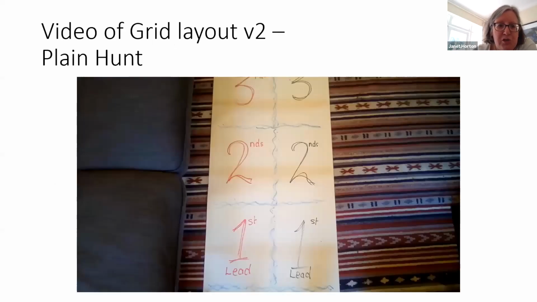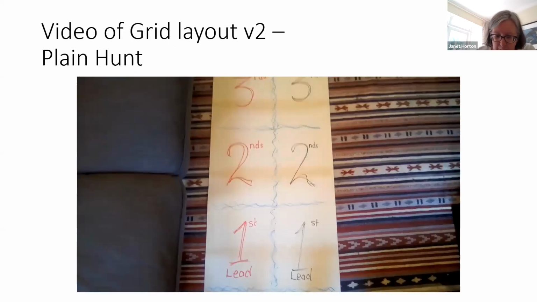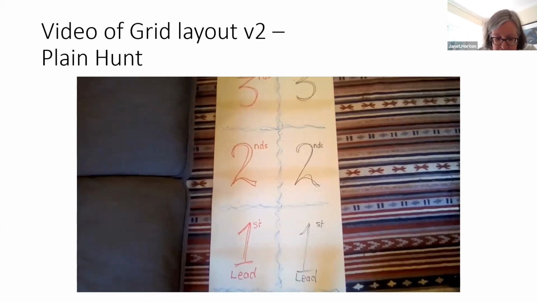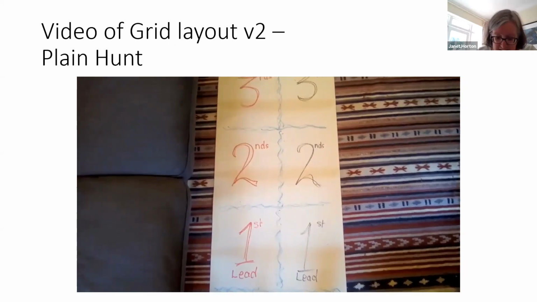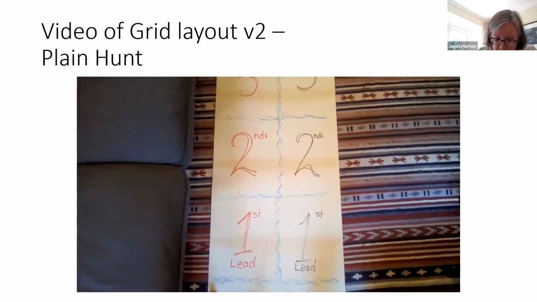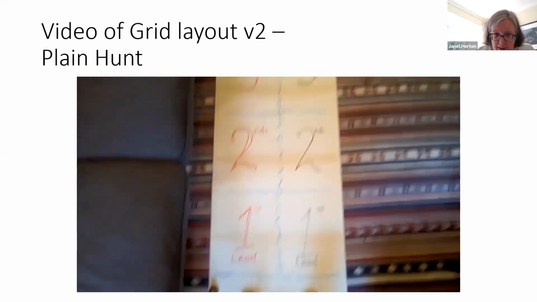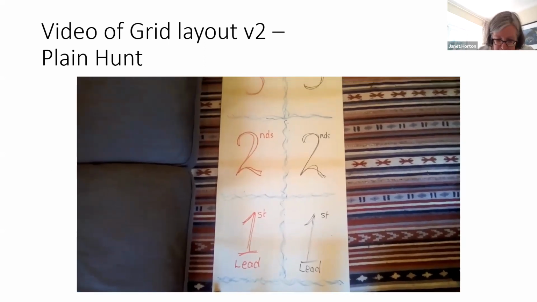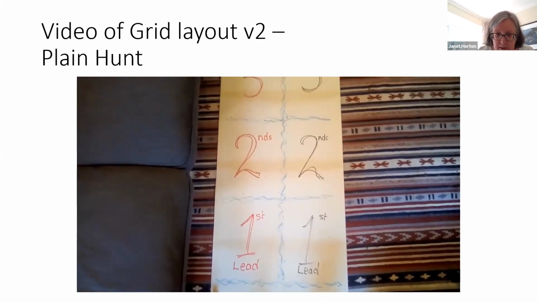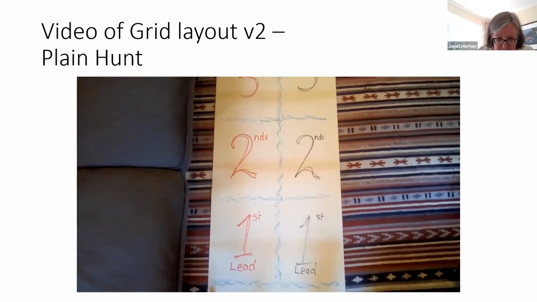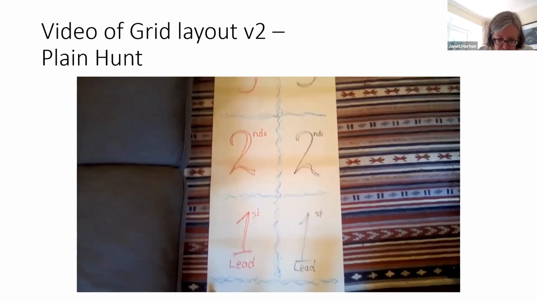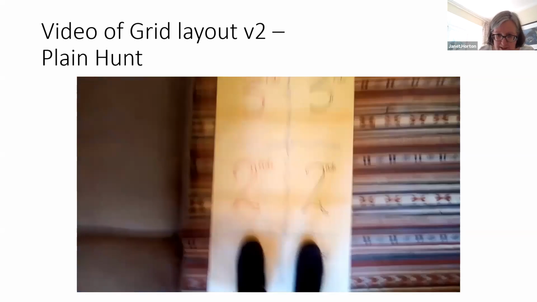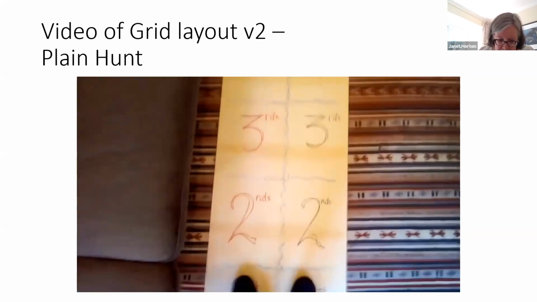So now I've got my video of the grid layout 2, where I'm looking at plain hunt. I'm going to use this to demonstrate plain hunt on different numbers of bells. So as I said, the red numbers now represent hand strokes and the black numbers are backstrokes. I'm going to ring the treble, so that means I'm going to have to stand on the 1s. First of all, I'm going to ring plain hunt on 2, followed by plain hunt on 4 and plain hunt on 6. So I'm starting on the 1s.